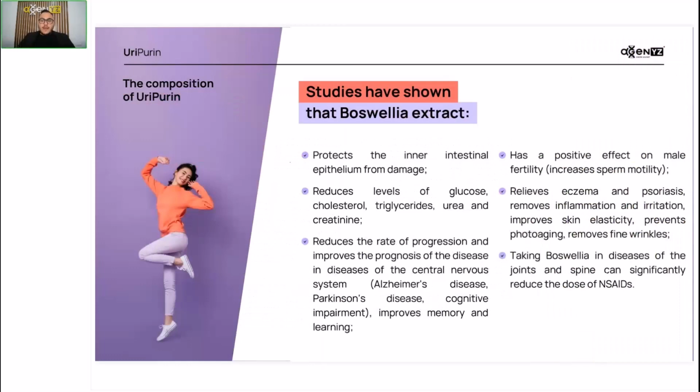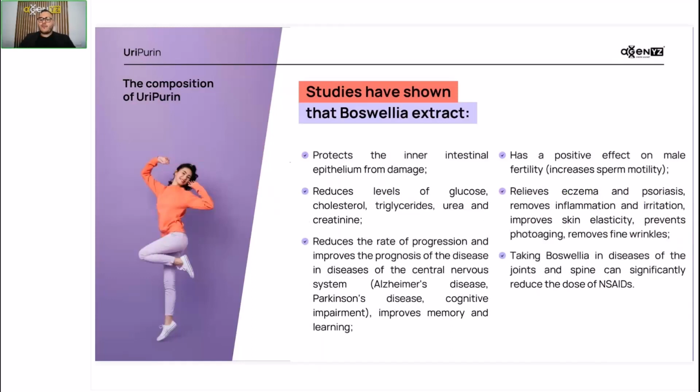Studies have shown that Boswellia extract protects the inner intestinal epithelium from damage. It reduces the level of glucose, cholesterol, triglycerides, urea, and creatinine. Furthermore, it reduces the rate of progression and improves the prognosis of diseases of the central nervous system, such as Alzheimer's disease, Parkinson's disease, and cognitive impairment, and improves memory and learning.